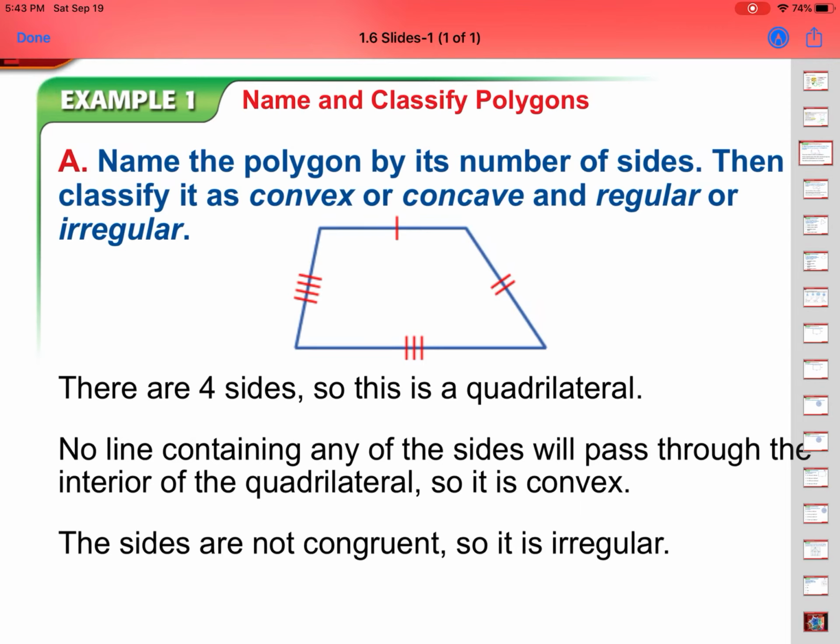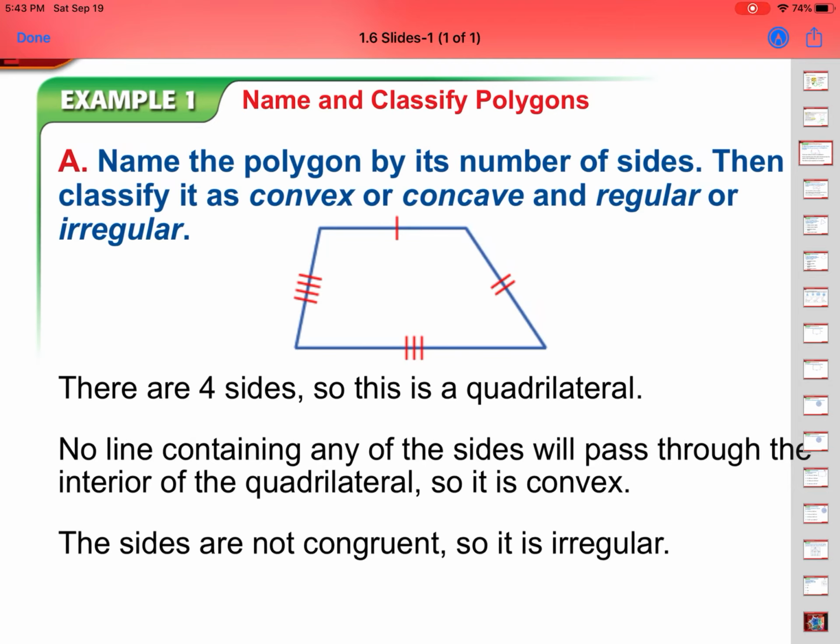Name the polygon by its number of sides and classify it as convex or concave and regular or irregular. So right off the bat, it's a quadrilateral. There's 4 sides, it's a quadrilateral. If we need to go over the names of shapes, we can do that. I had to do that last year. It broke my heart a little bit, but it's fine. We can do it. Let me know if you want to go over the names of shapes.